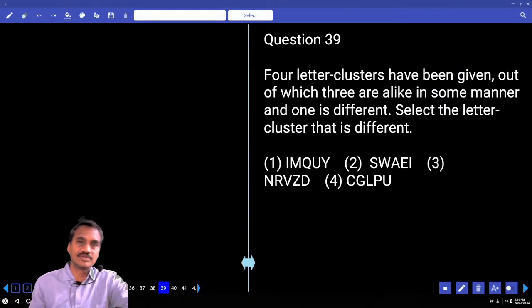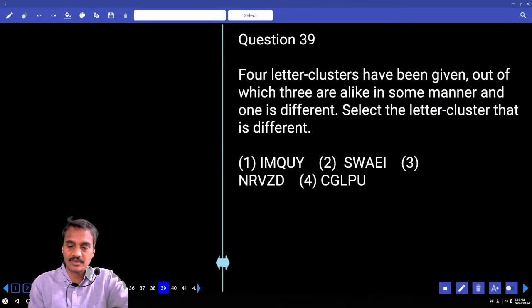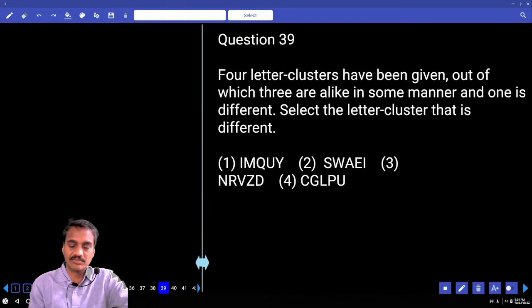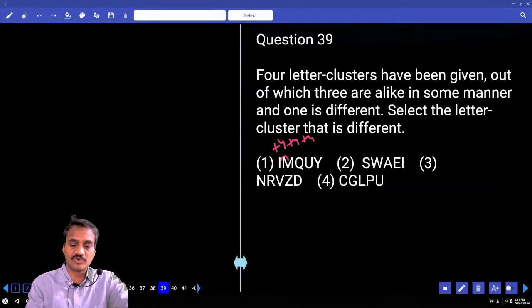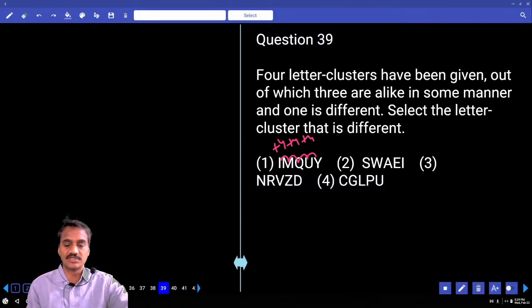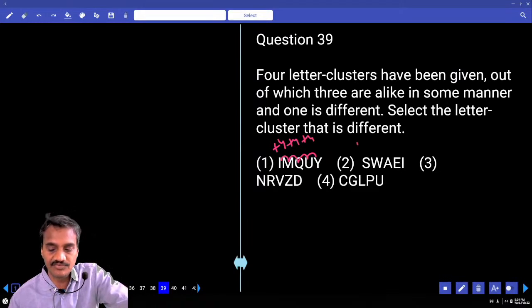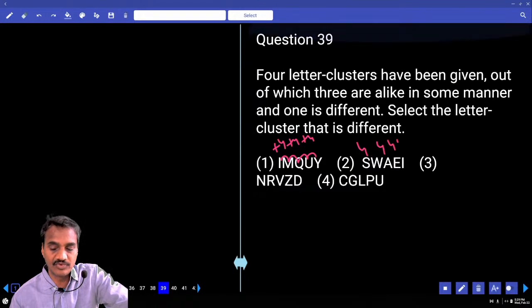Now we need to find out the odd pair here. I, M, Q, U, Y. I and M, what is the difference here? Plus 4. 9 plus 4, 13. 13 plus 4, 17. Plus 4, 21. Plus 4, 25. The difference is 4. And here S and W, 19 and 23, 4. And 23 and 27, the difference is 4. Here again 4 and 4.